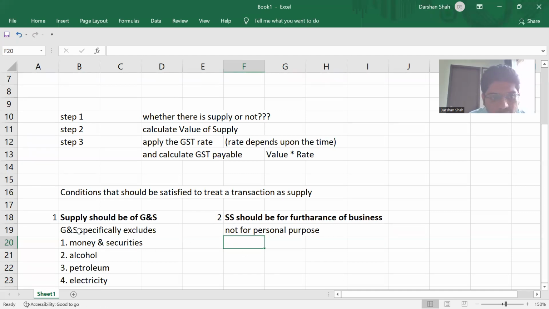In this concept, I am selling goods, right? I am selling goods, but I am not selling them for the furtherance of business. I'll have to see what my business is. My business is giving consultancy. My business is not selling cars.